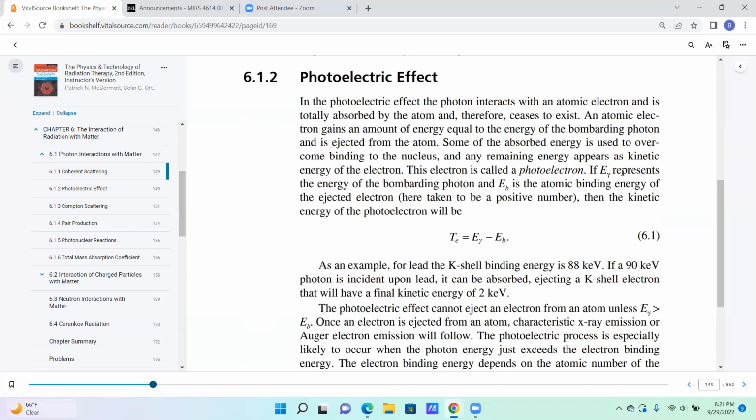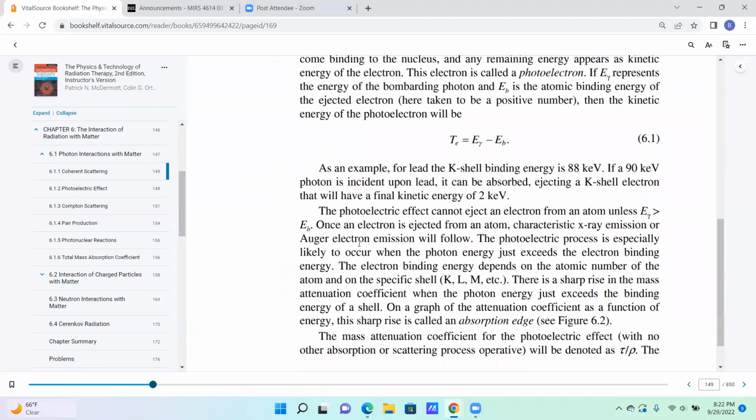And if E sub gamma represents the energy of the bombarding photon, and E sub B is the atomic binding energy of the ejected electron, then basically the kinetic energy of the photoelectron is going to be whatever was in the photon minus whatever it took to get out of the atom. So for lead, the K-shell binding energy is 88 keV. So if you've got a 90 keV photon coming along, it can be absorbed, and that K-shell electron goes out, and it'll have a little bit of change here to go with it. 90 minus 88.